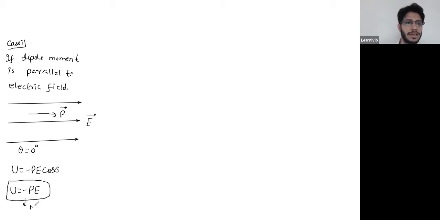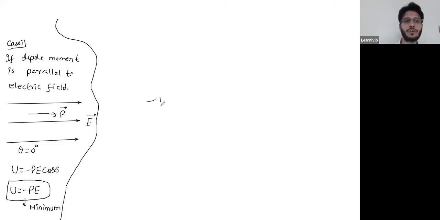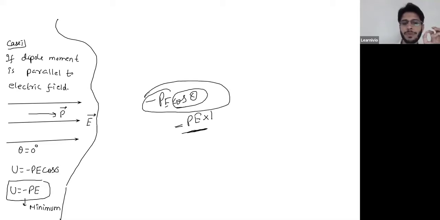Your potential energy is minimum. So if your dipole is parallel to the field, then your potential energy is minimum. This is minus of PE. The minimum value of minus of PE cos theta is minus PE. Because it's negative, it will be minimum if your cos theta is maximum. The maximum value of cos theta is 1. So we can say that this minus of PE is the minimum value of minus of PE cos theta. And when your potential energy is minimum, your equilibrium is stable equilibrium.